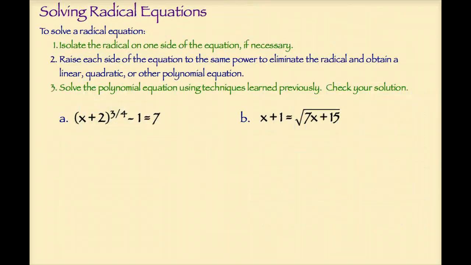Our last topic for this lecture is solving radical equations. Now we have an equal sign, which means we have an equation, and of course an x value to discover, possibly more than one. How do we solve radical equations?